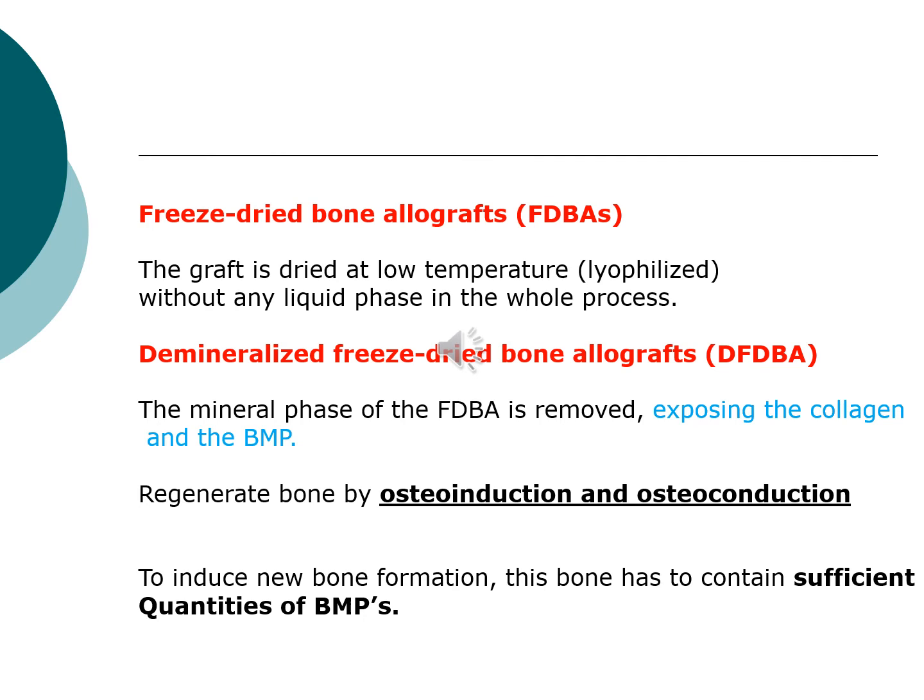So what happens when you put these graft materials into the pocket area or the bone defect areas, these BMPs will stimulate the nearby osteoprogenitor cells. They will convert into osteoblasts and lay down the bone.